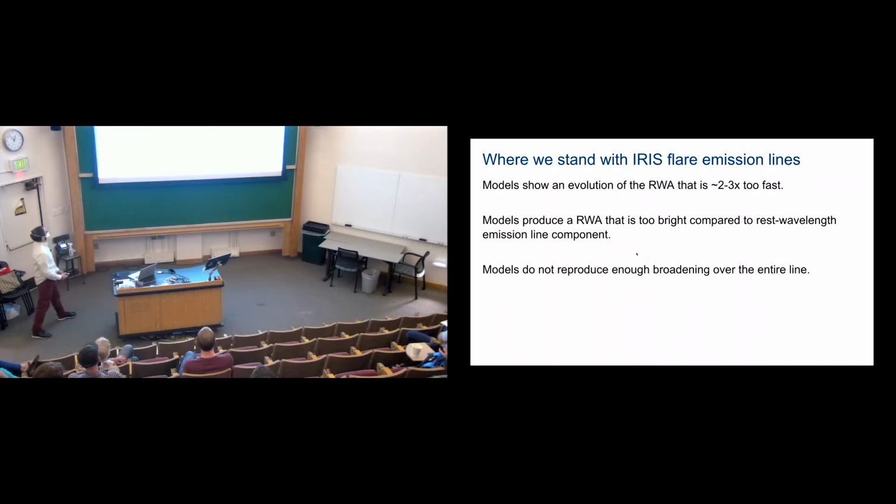And the third issue, which is not so apparent there, but is much more apparent in more optically thick lines, is that there's not enough broadening. There's not enough broadening in the model. Let me talk about the broadening first, which is going to tie in to the DKIST predictions.